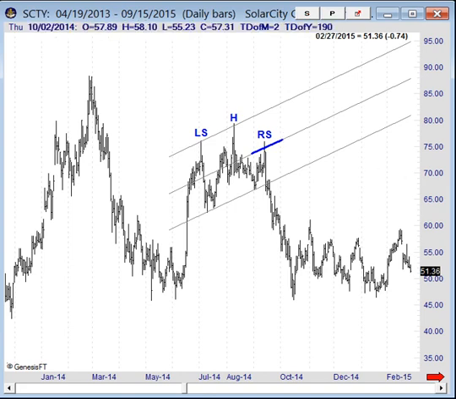And then we see we have the neckline between these two extremes here. Again, a textbook example of a head and shoulders formation. Penetration of the neckline here then argues for a move equal to the height of the head to the neckline measured down. This is a daily chart level of SolarCity, and notice the whole formation took a number of months to actually develop or form.